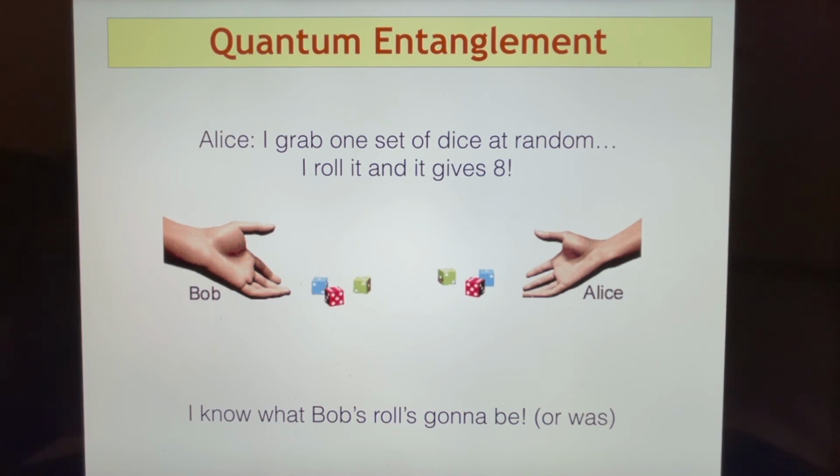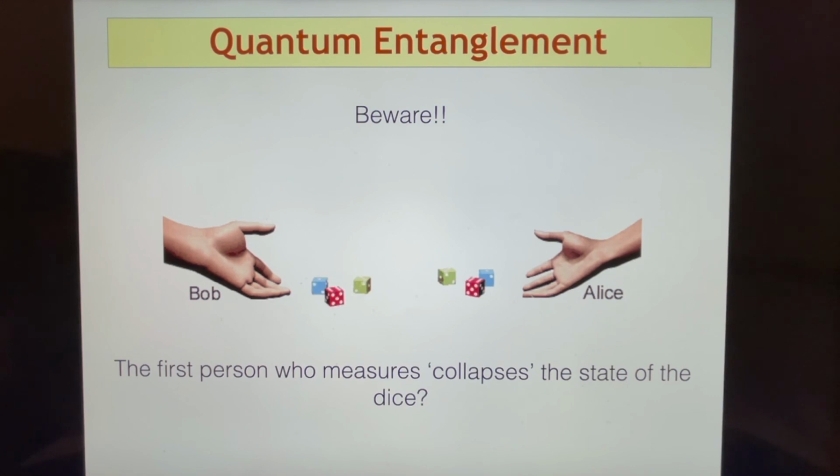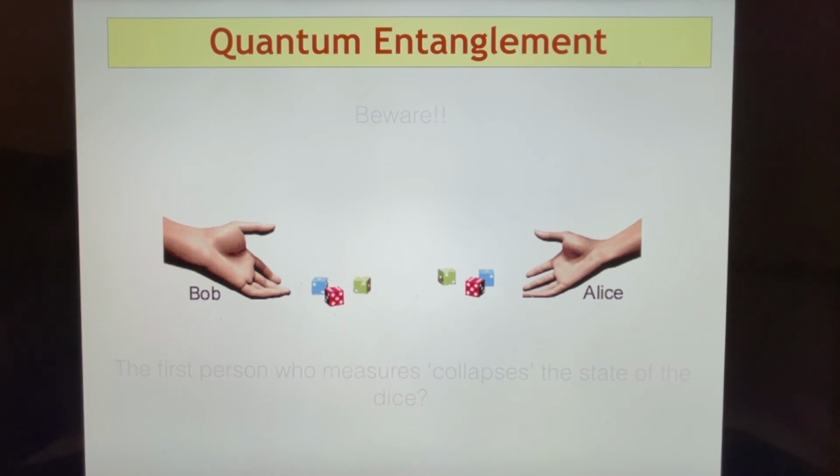My problem comes when people claim that the first person who measures collapses the state of the dice. It's like, oh yeah, Alice measures first, and then there's the spooky action at a distance. You poke one particle, as this popular scientist said, you poke one particle, and then the other one feels it. That is utterly not right. You cannot say that.